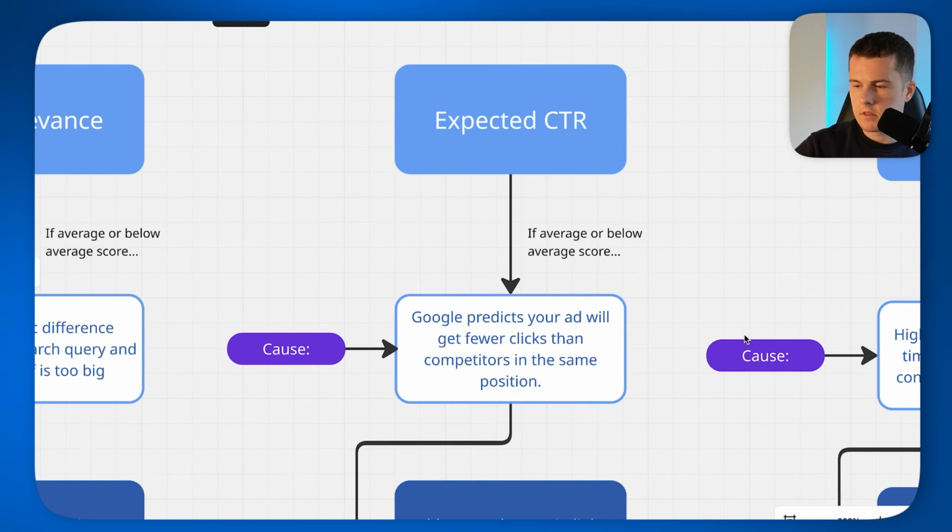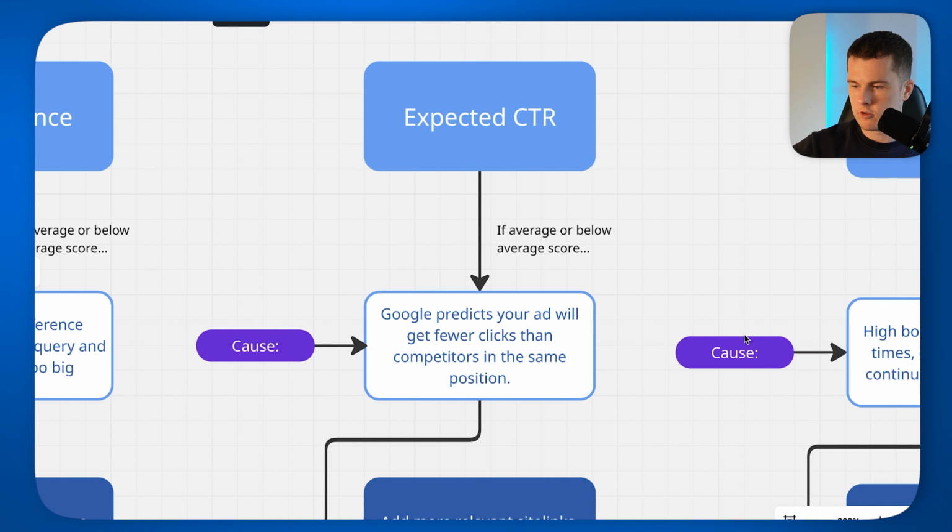The next thing is your expected click-through rate. If it is average or below average, particularly below average, Google predicts your ad will get fewer clicks than competitors in the same position. So if you were to serve an ad, or your competitor was to serve an ad, Google would predict that you have a below average chance of getting a click relative to your competitors in that auction. And you don't want that to happen. If Google is expecting you to get fewer clicks, then it deems your ad to be less relevant, less high quality, and you're going to get penalized as well.